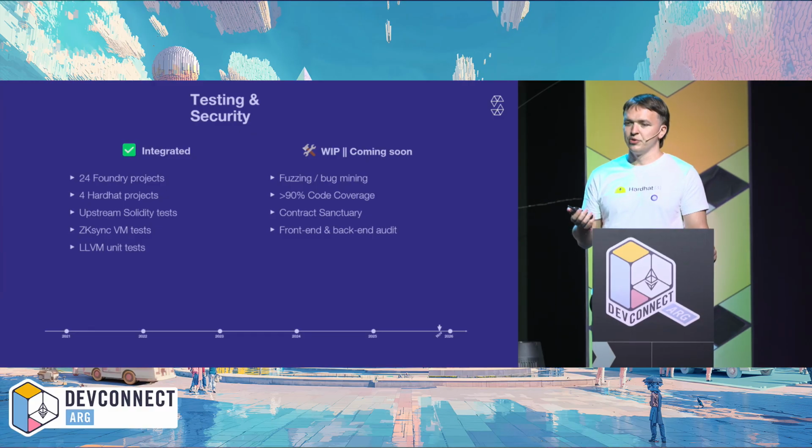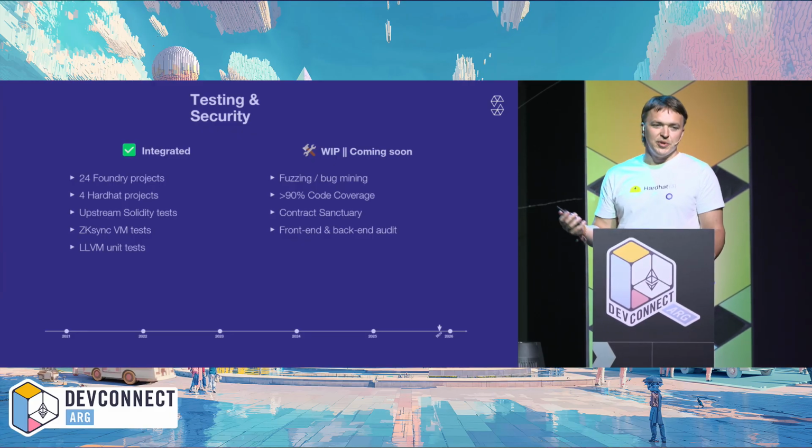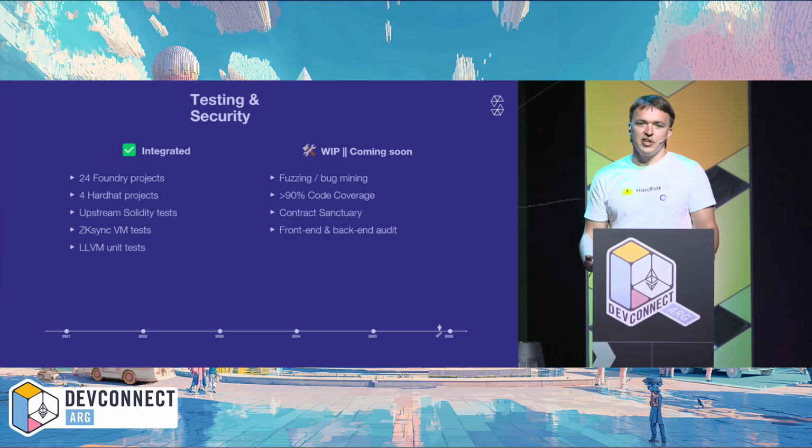We are also aiming to have more than 90% test coverage for the front end and the back end. We want to integrate the contract sanctuary, and we are open to discussions about front end audit and back end audit. We have very little expertise here, but I hope that the community will help us to make solx more trustworthy and make users not afraid of it.